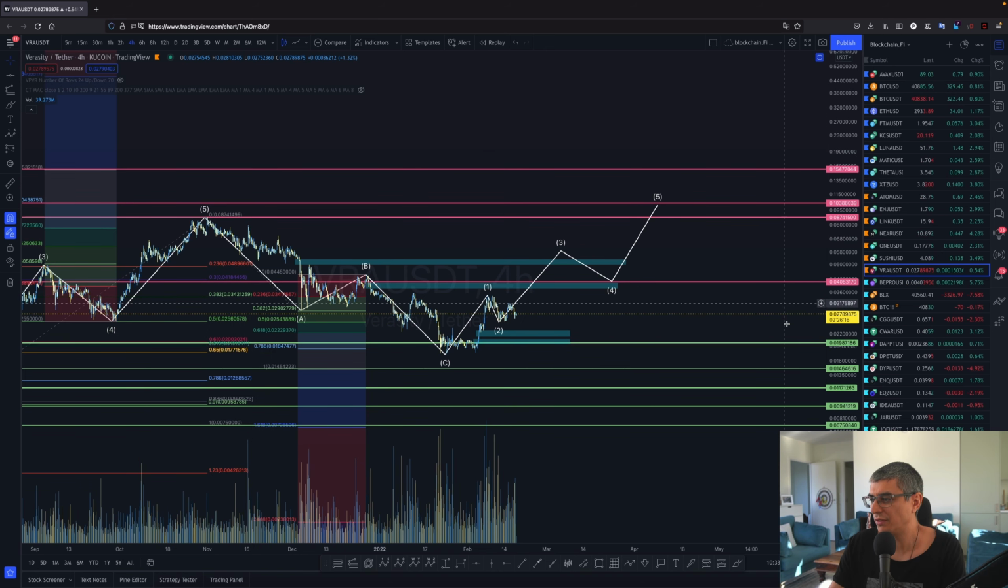You can read all these levels right here on the right hand side if you are interested in them.